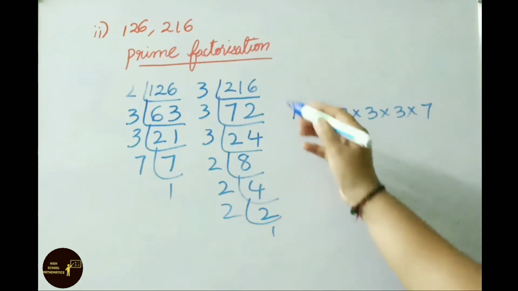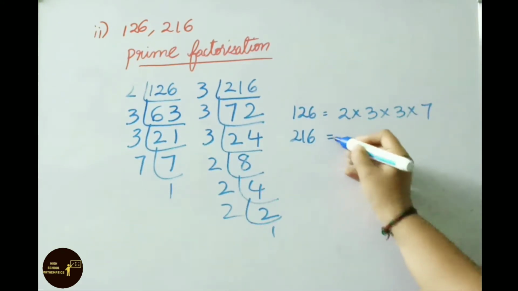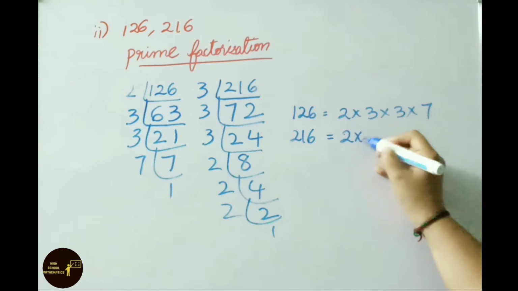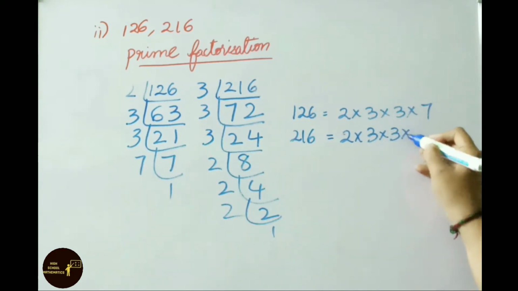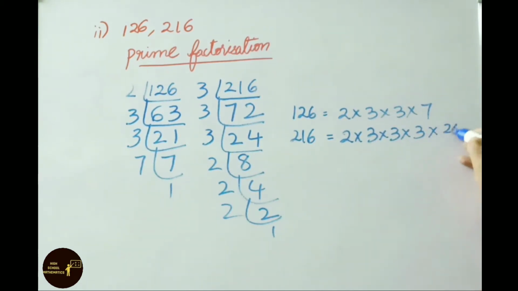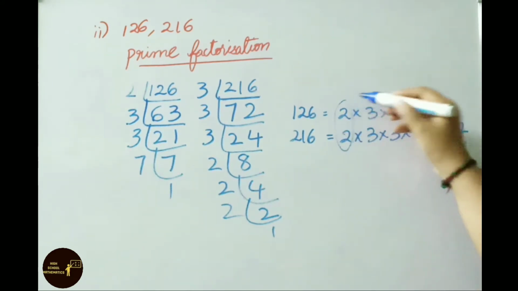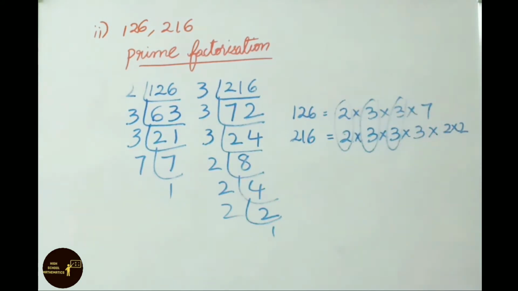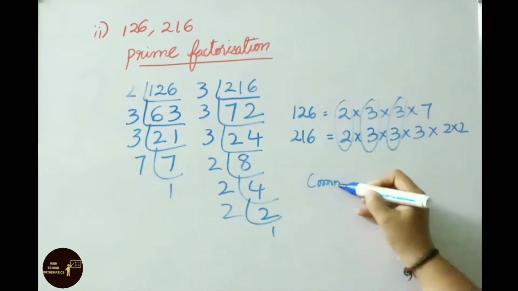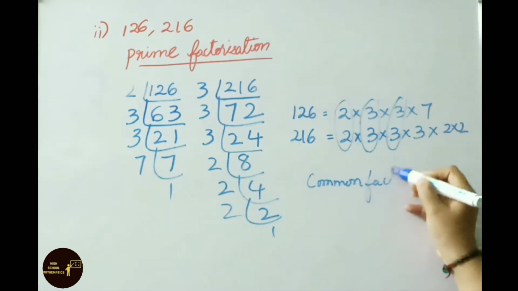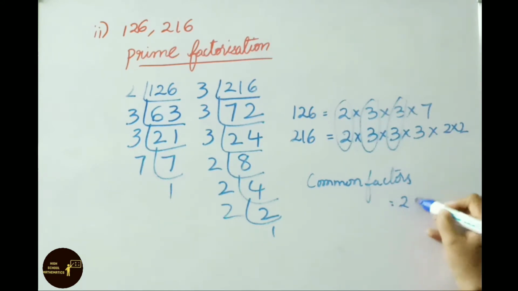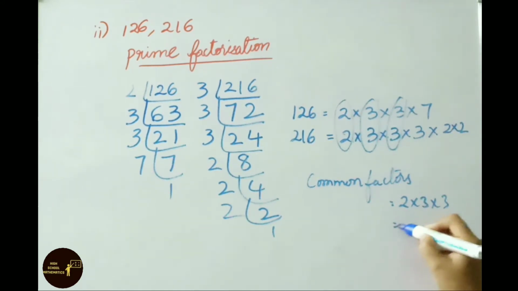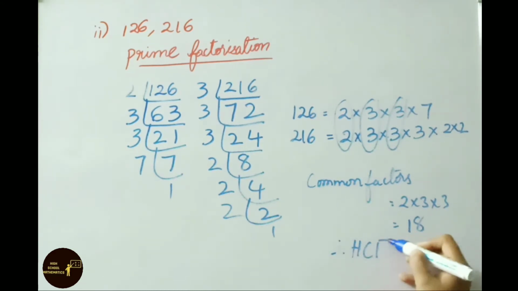Now let us write factors for 216. That equals 2 into 3 into 3 into 3 into 2 into 2. So let us take the common factors, 2 into 3 into 3. Write down common factors equals 2 into 3 into 3. 2 3s are 6, 6 3s are 18. Therefore, HCF of 126 and 216 is 18.